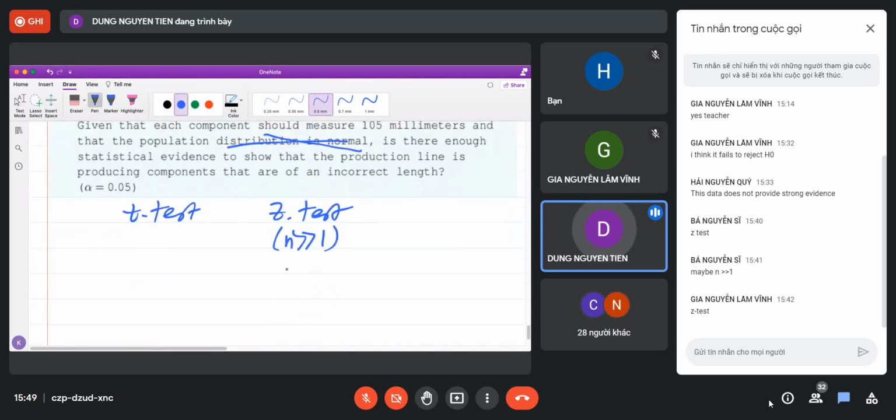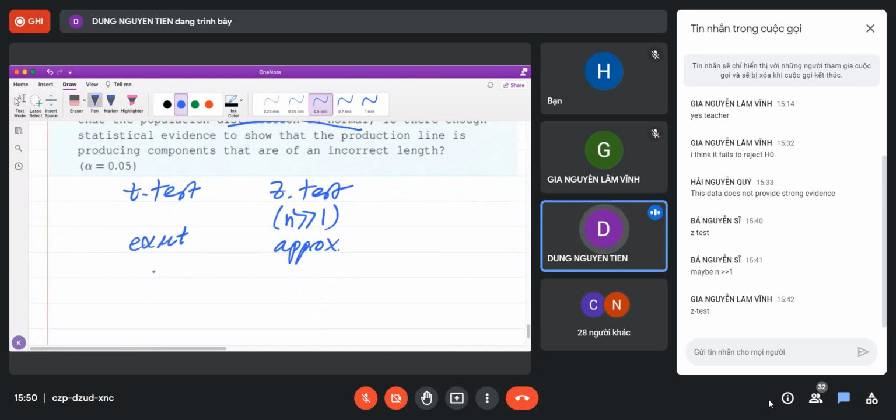Okay. The first method is an exact test. Unfortunately, the second one is an approximate test. Therefore, between these two tests, the first one is the better one. Do you understand? Is that clear? Yeah, it's clear, sir. Okay. The first method is better. Okay, this is the last example I want to mention.